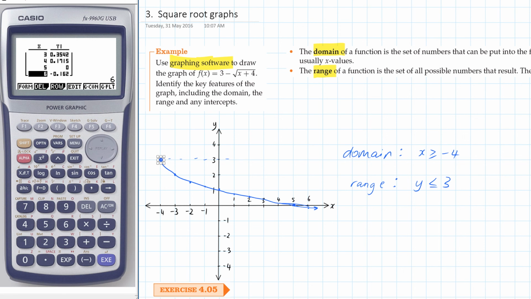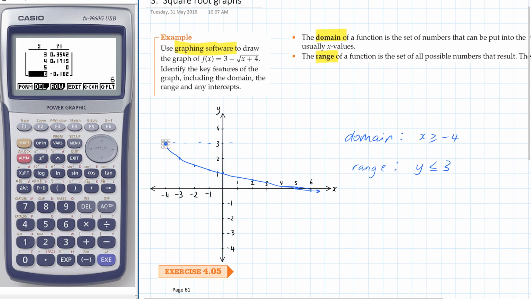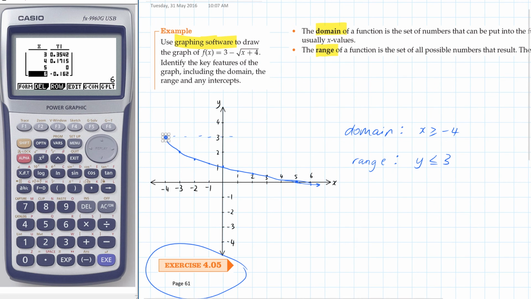Okay, so that's domain and range. It can pop up, but for a lot of the graphs we look at, the domain and the range are infinite, but not all of them, like this one here. So I'd like you to go into exercise 4.05 to practice plotting some of these square root graphs. Thank you.